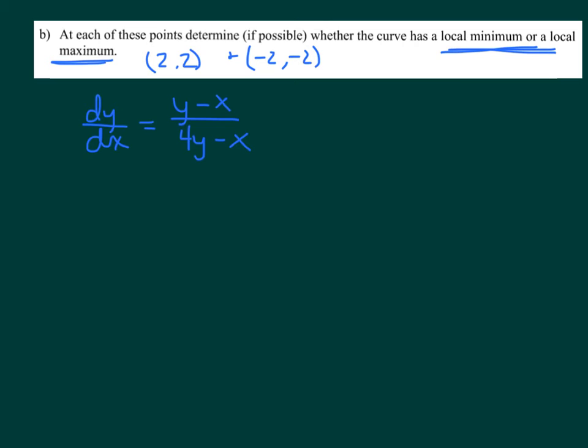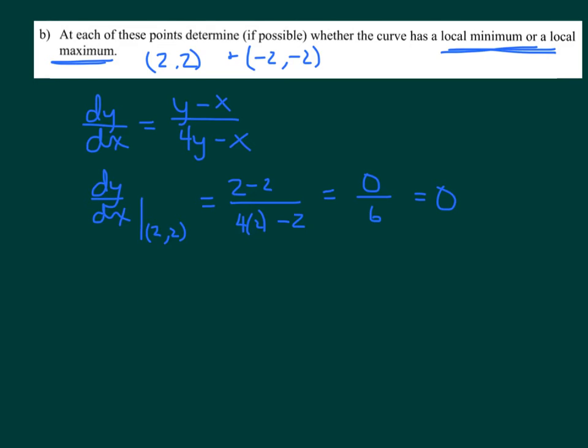So first of all, I want to take my point and make sure that the slope is 0 at that point, just verifying the work that I did in part 1. So dy/dx at the point (2, 2) equals 2 minus 2 over 4 times 2 minus 2. So of course this is 0 over 6, which is 0. Okay, so that's the first part of the test.